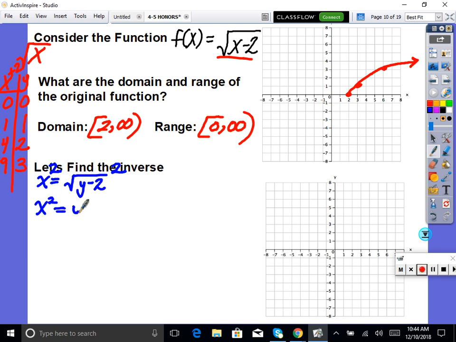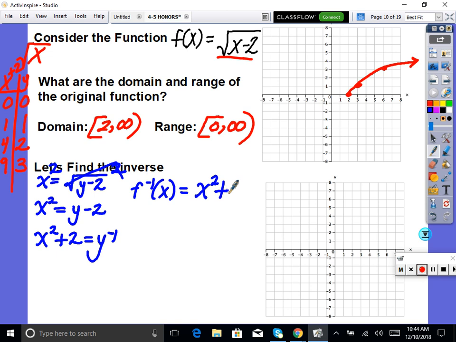X squared equals y minus 2, since these cancel out, so we'd add 2. X squared plus 2 equals y inverse. So I'm going to write the inverse right here. So f inverse of x is x squared plus 2. Now watch me graph that one.